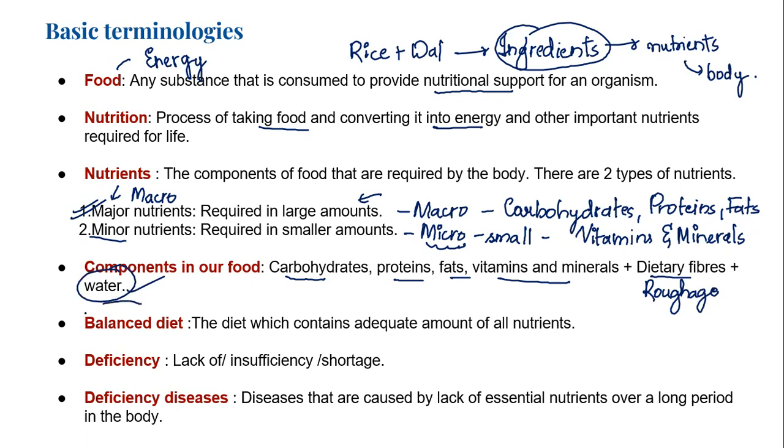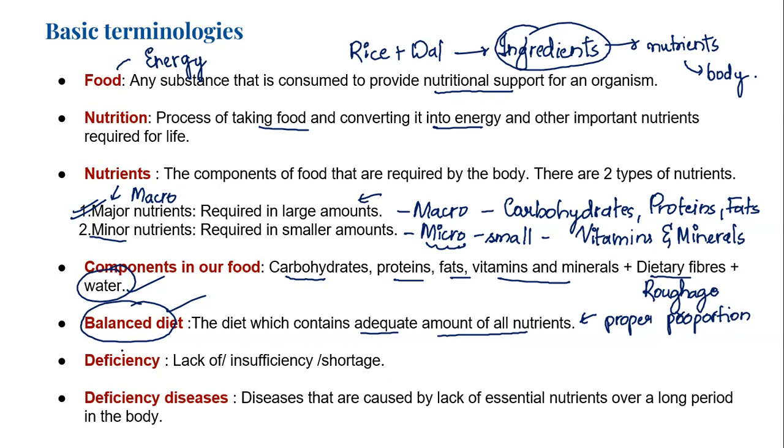Talking about the balanced diet, what is this balanced diet basically? Okay, is it the diet that we hear about nowadays? No, that's not right. So the balanced diet is a diet or the food which basically contains adequate amount of all the nutrients. So whatever the nutrients that I have talked about, like carbohydrates, proteins, fats, vitamins, and minerals, along with the dietary fibers and water, should be in an adequate amount or in a proper proportion. Okay, so that is what we call as the balanced diet.